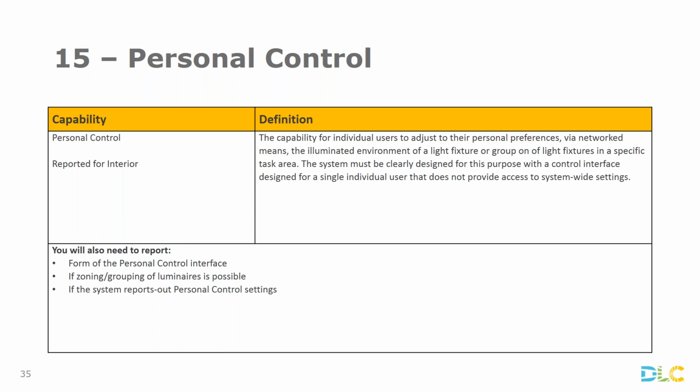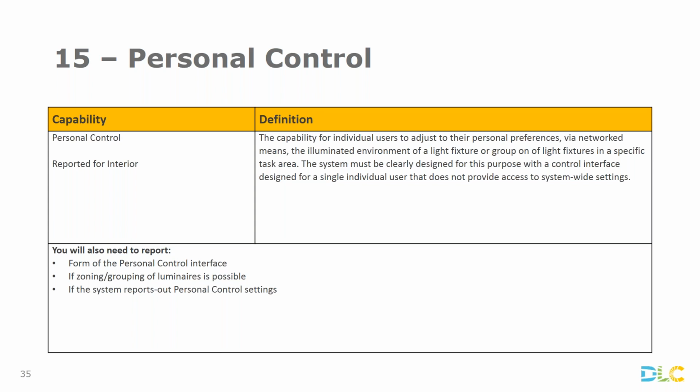Personal control. This is what it sounds like. It's only an interior characteristic because we could not think of a way that this made sense to have on the exterior list. Although if we're presented with evidence otherwise, we're happy to consider that for our next round of specification review. But this is just a way for individual users to adjust how the lights are operating in a specific area.